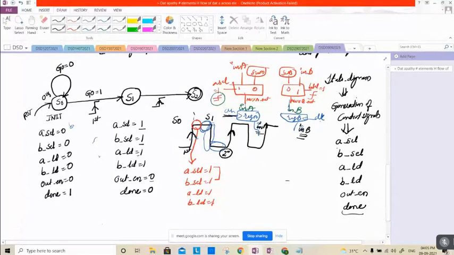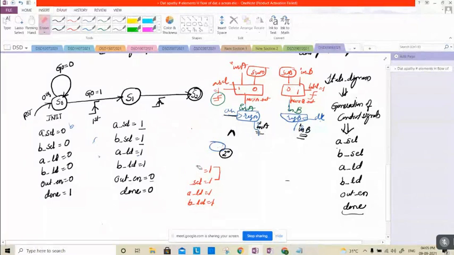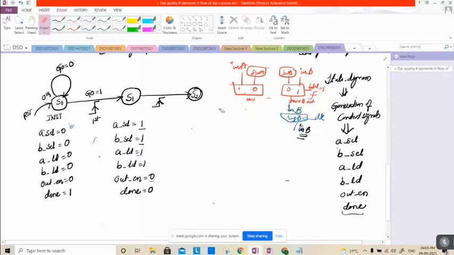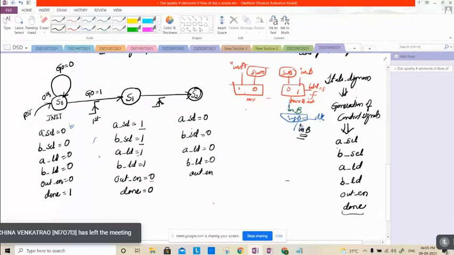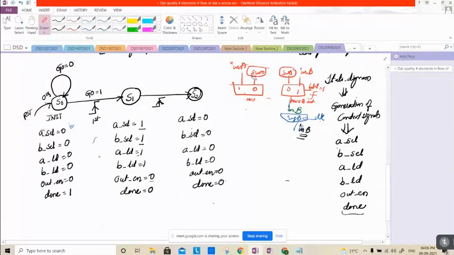Now do we need to place A selection value equal to 1 here? When we are at state S2, what should the output be? Is it required? Input A is already available at the output of the register. Then why do we need to work on the selection line of a multiplexer? It can be 0. B selection can be 0. A load, loading has already been done. B load, it is already done. Output enable is 0. Done value is equal to 0.